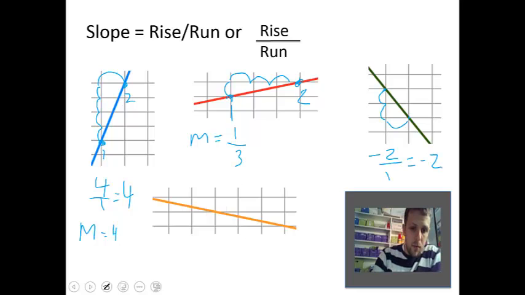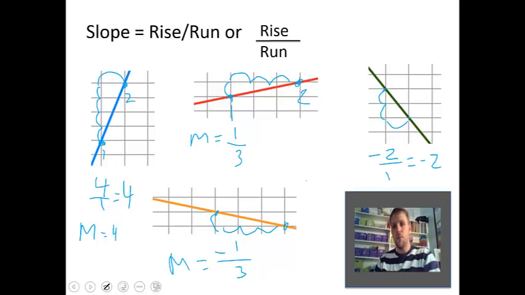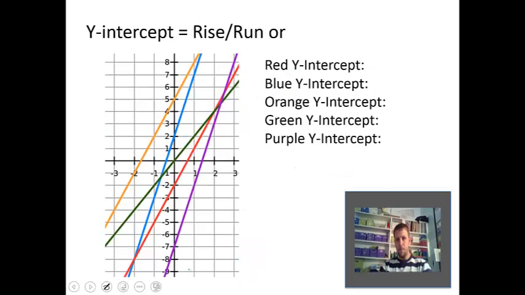Right here, I see a point, and I see another point right here. I know it has to go down 1, so down 1, and then it has to run over 3 times. If you mess up the order, you will not get the right slope. So it's important for you to recognize that.